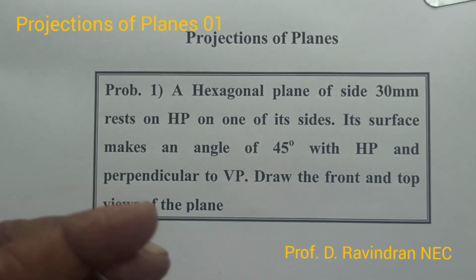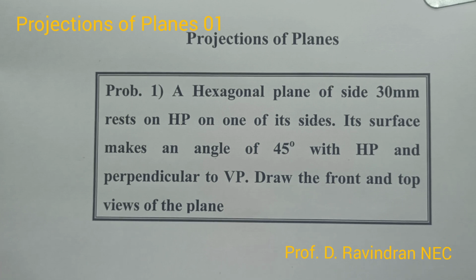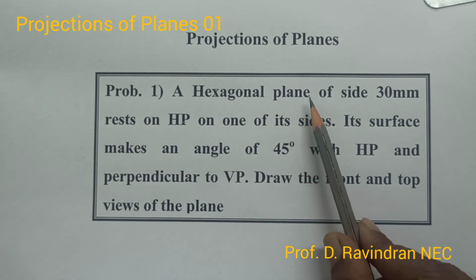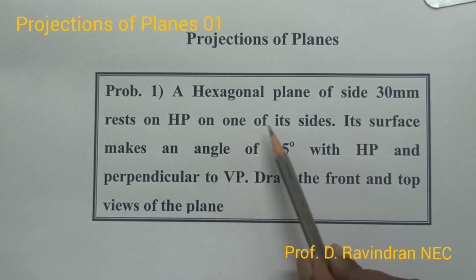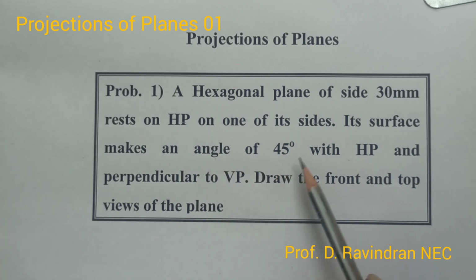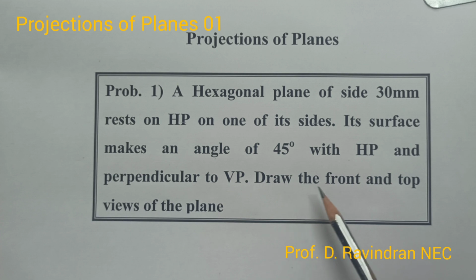Hi everybody. Now we are going to see the solution of a problem, projections of planes in engineering graphics. Let us consider a first problem. A hexagonal plane of side 30 mm rests on HP on one of its sides. Its surface makes an angle of 45 degrees with HP and is perpendicular to VP. Draw the front and top views of the plane.